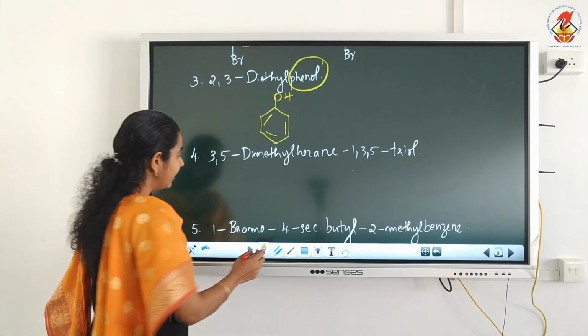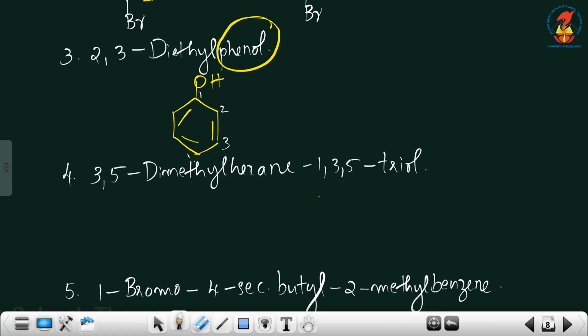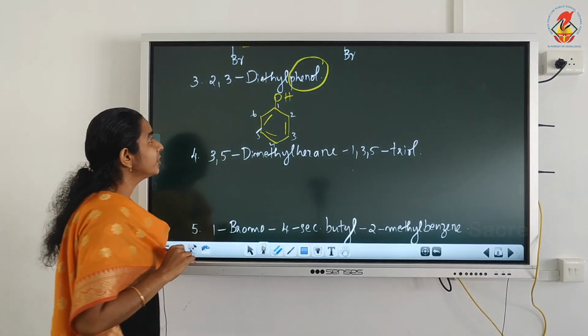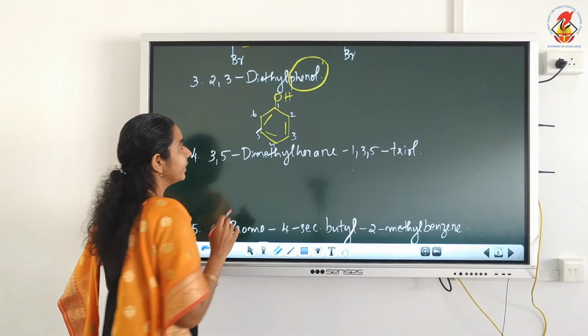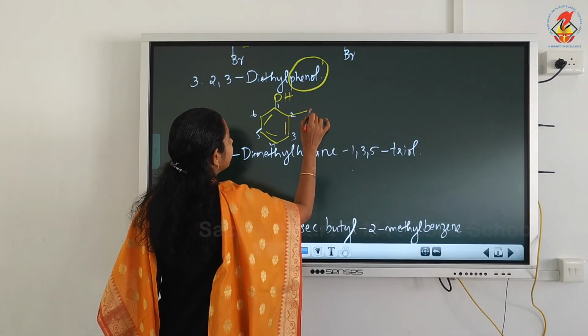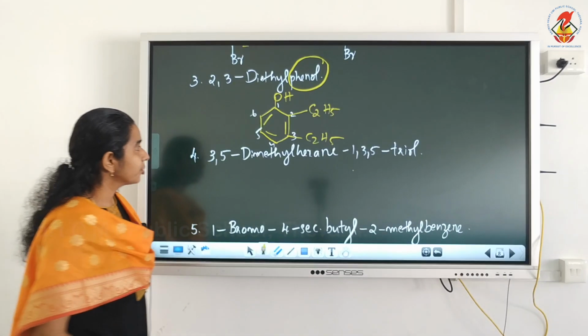After drawing the parent, give continuous numbers starting from the first group. 1, 2, 3, 4, 5, 6. Because the parent means the principal functional group, without looking at anything, that carbon we can give as number 1. Now give either clockwise or anti-clockwise direction continuous numbers. Now which are the prefixes? We have 2,3-diethyl. That means on the second carbon and third carbon there is an ethyl group. Ethyl group is C2H5 group. This is the structure of the compound.